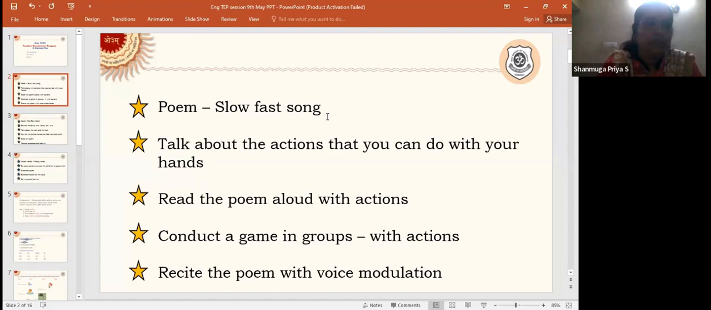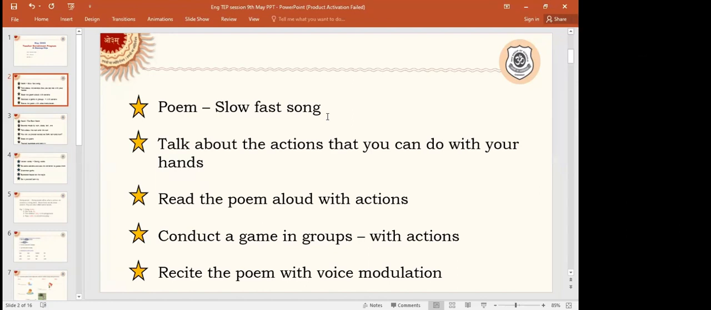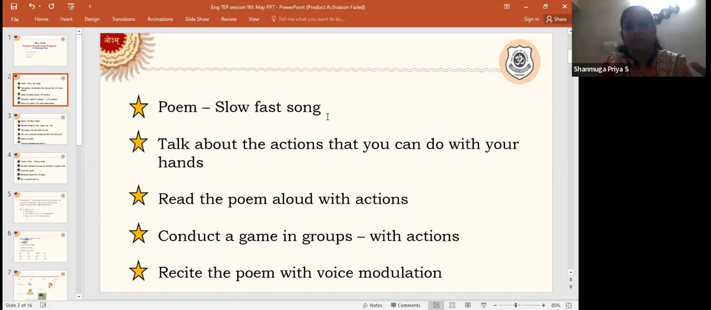We can interact with them and talk about the actions that we can do with our hands, and then slowly start reading the poem. We can ask them to first clap their hands and then make them roll their hands, wave their hands, and pat on their face. Let's read the poem. Clap, clap, clap your hands as slowly as you can. Clap, clap, clap your hands as quickly as you can.